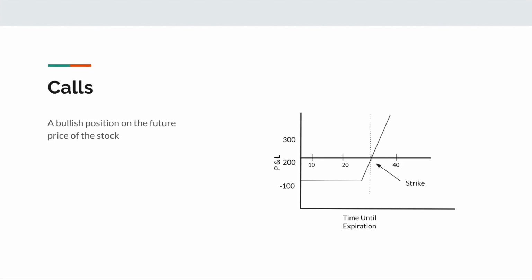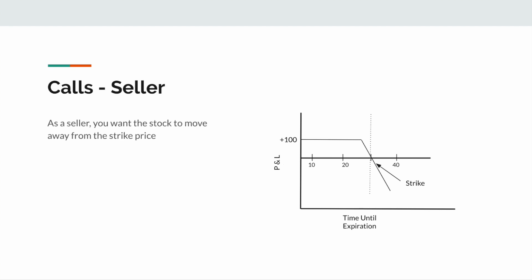So the two examples we just gave were calls and puts as a buyer. Now as a seller, it works a little bit differently. As a seller, you want the exact opposite of what the buyer is hoping to achieve. So as a call seller, you want the stock to move away from the strike price that both parties agreed upon. Let's say both parties agreed upon a strike price of $30 in this case. So you agreed that the stock will reach $30 by March 1st, for example. As an option seller, if you're selling calls, you want the stock to move away from the strike price.